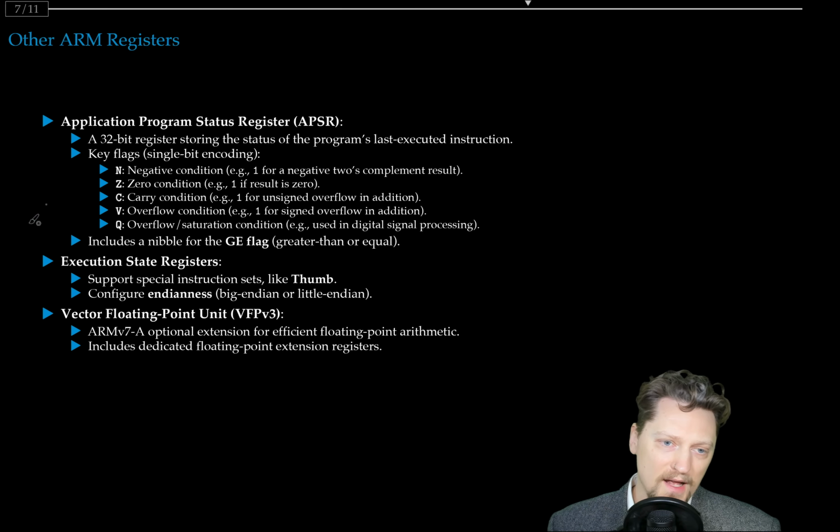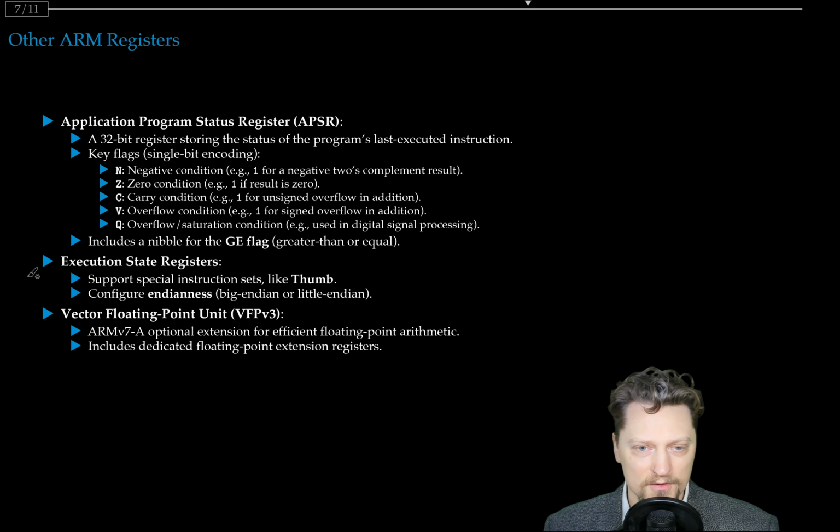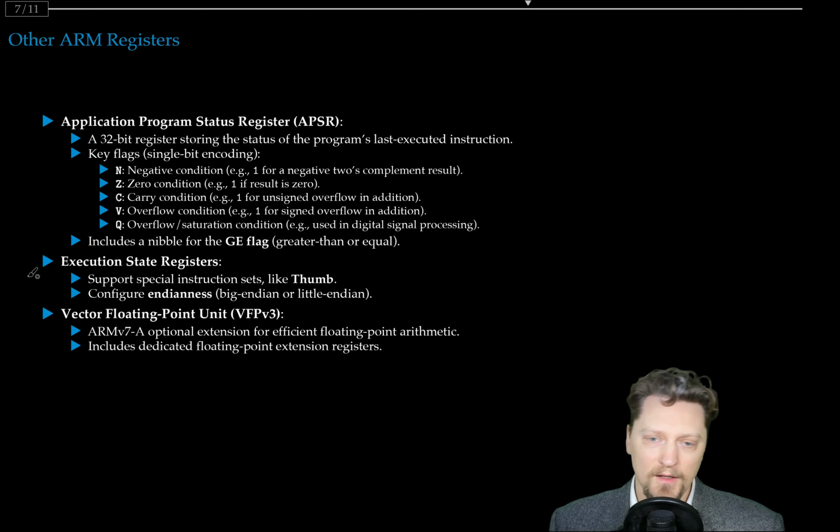Okay, execution state registers. Those were the application status registers. Here's the execution state register. Support special instruction sets like thumb instruction sets, which is a special instruction set, and then configures the endianness, so big endian or little endian, and we'll talk more about what that means in the next lecture. Vector floating point unit, VFPv3.